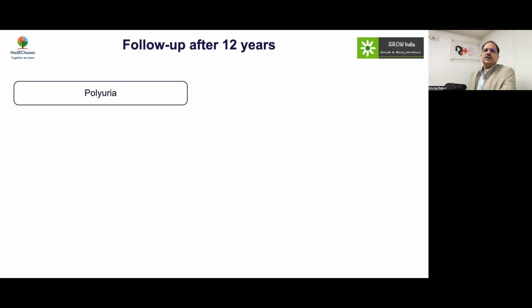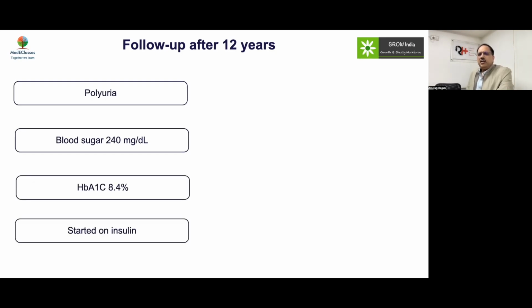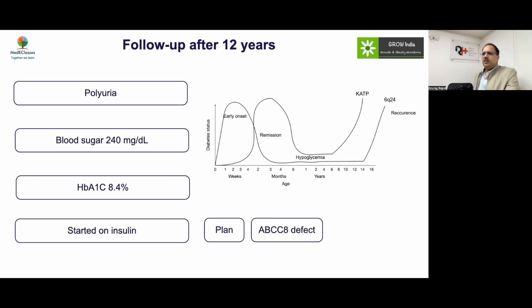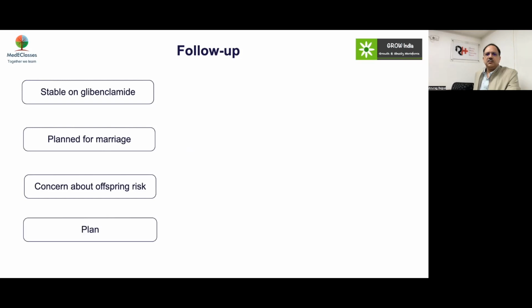Now, after 12 years, presented with polyuria and blood sugar of 240, HbA1c is 8.4, started on insulin. Do you agree? This is the same girl. So again the patient relapses because of the development of pubertal insulin resistance. Yeah. So should we start with insulin but later? So we should strongly think of a sulfonylurea treatment here, and an ABCC8 defect was found in this regard and sulfonylurea was started. Now, stable on glibenclamide, planned for marriage, concern about offspring risk.